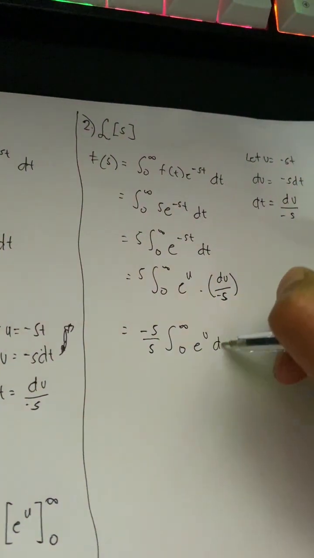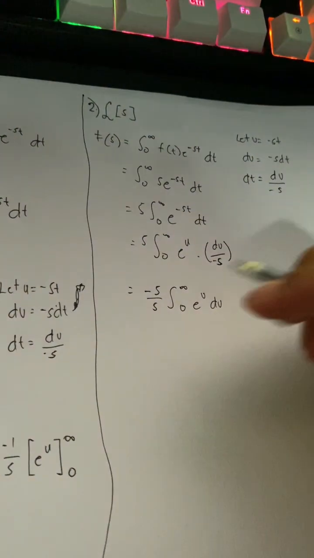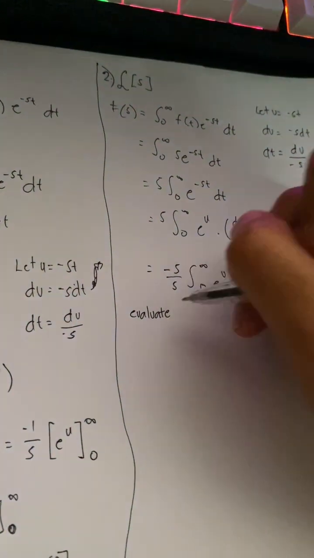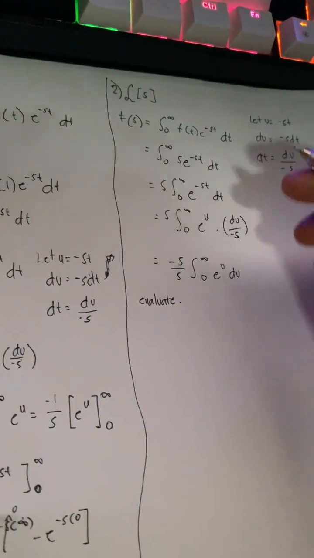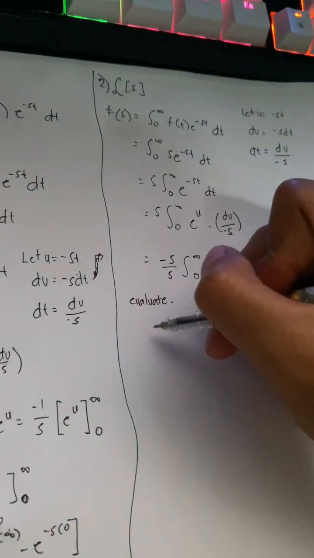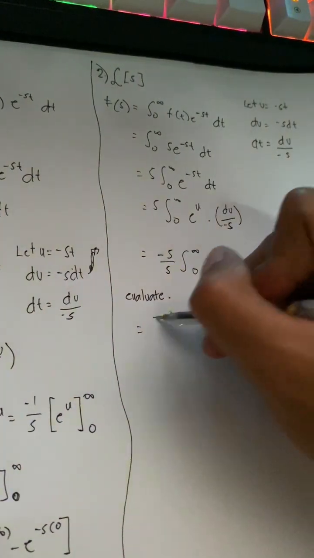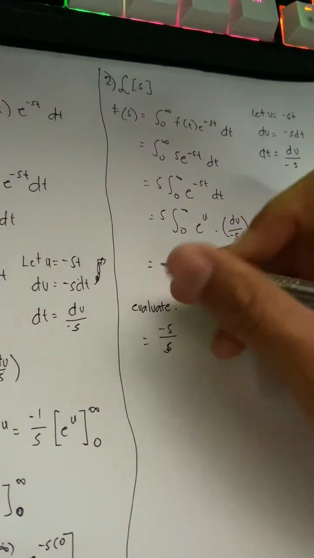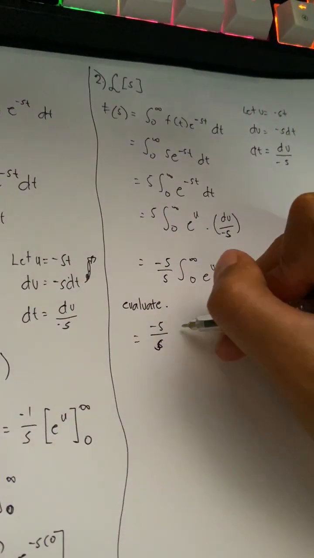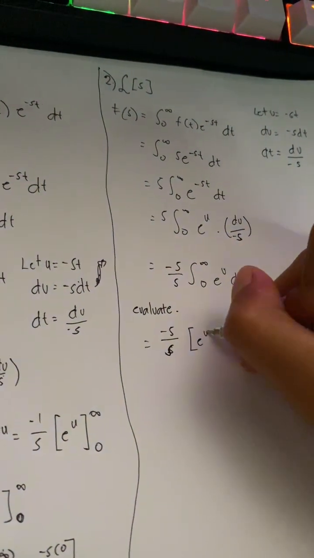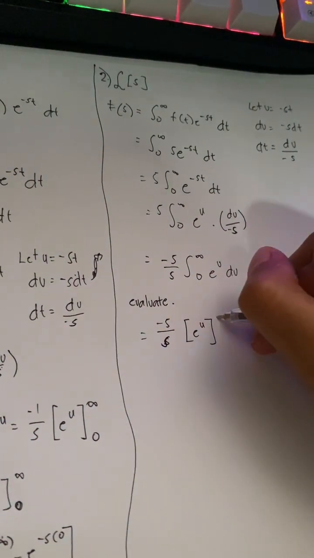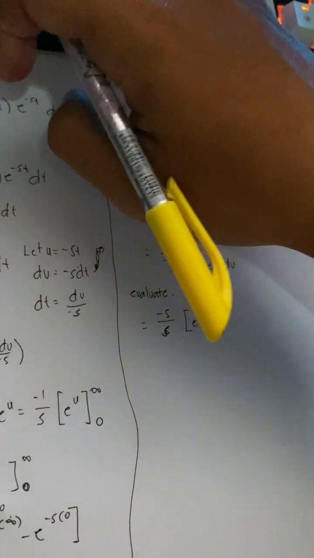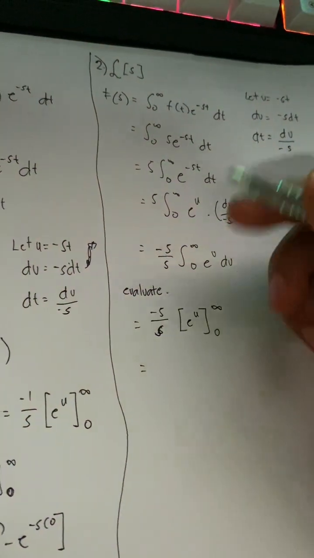If we evaluate that again, we have negative 5 over s, the integral of e raised to u du, which is simply e raised to u. Evaluate from 0 to infinity, and don't forget to back substitute the value of u. So we have negative 5 over s times e raised to negative st. That's the original function, or the general value of u.